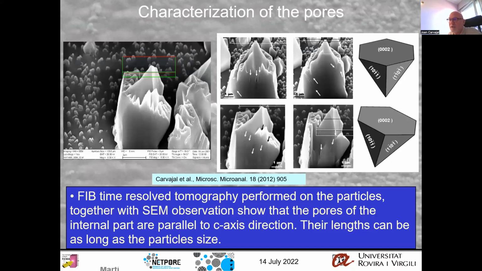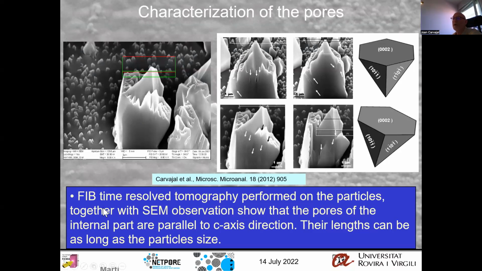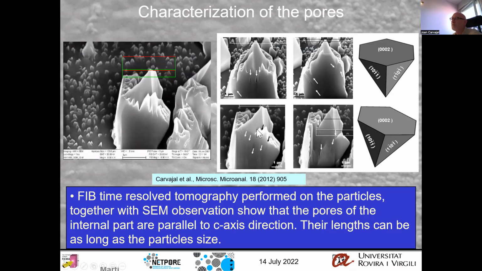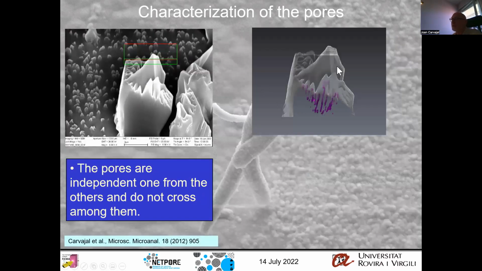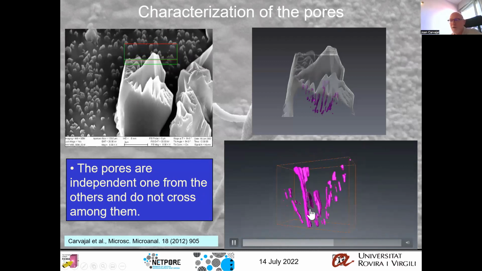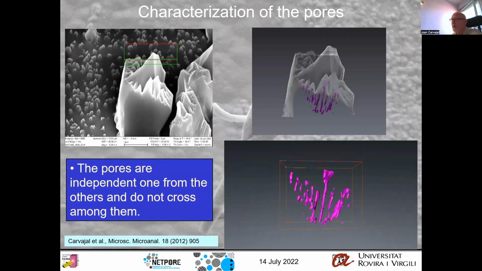In fact, to characterize the pores more in depth, I will try to activate this video, we used focused ion beam time-resolved tomography. So we are slicing those particles little by little, and we are observing how the pores appear. Here I extracted some pictures from these videos in which we can see where the pores are located. If we analyze more in depth, this part in pink is the internal view of the pores. And if we analyze their structure, we can see that they are independent from one another, and they do not cross among them.